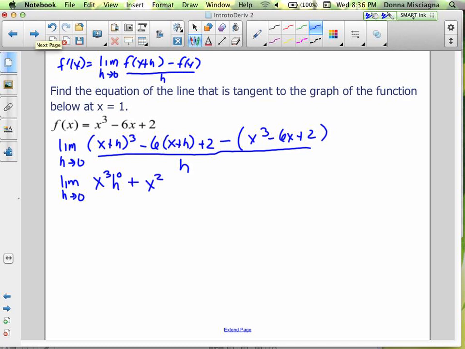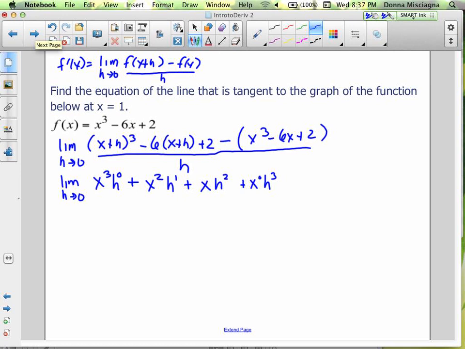That one goes down by 1, h comes up by 1. And then you're going to have x, and of course h will be squared. And then x is now to the 0 power and h is cubed. So they're all there. The x is going down in power, and the h is going up.